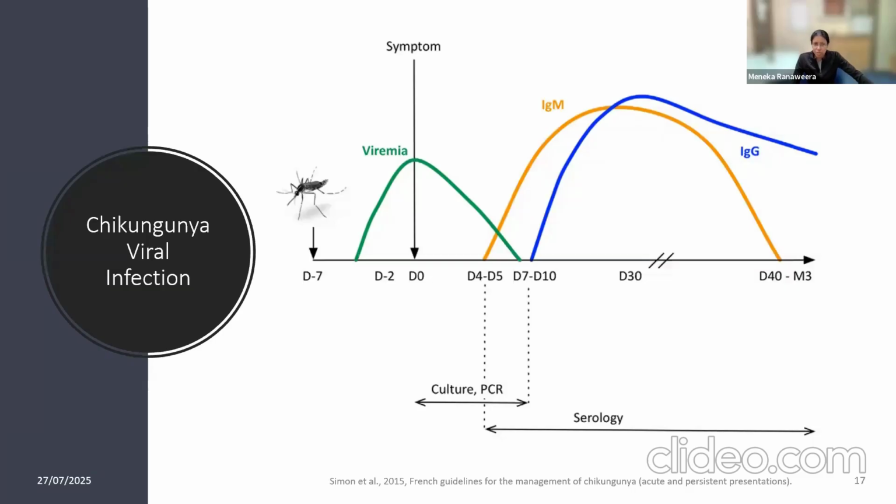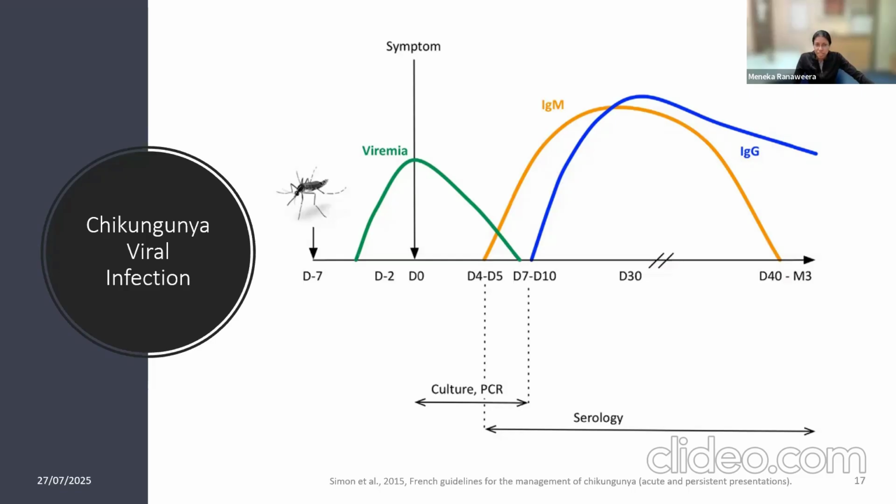So a couple of important things to note. If we are using tests that are able to detect the virus in blood, the timing of the testing has to be within 7 days. The earlier the better, because as you can see, it will decline with time. So things like culture, antigen, PCR, these are the things that we are thinking about when we are trying to detect the virus.